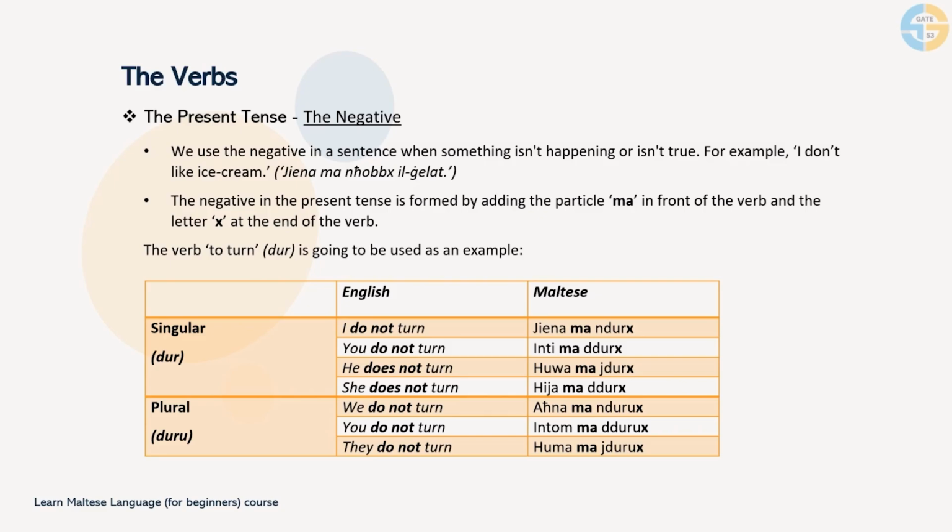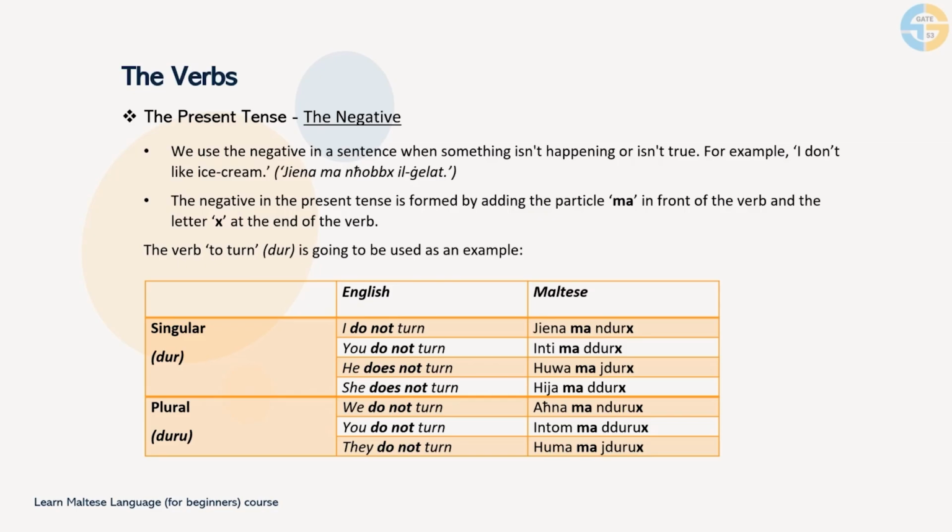I don't like ice cream, jien ma nħobbx il-ġelat. The negative in the present tense is formed by adding the particle ma. Remember the particles in one of the modules before? So ma in front of the verb and the letter x at the end of the verb.